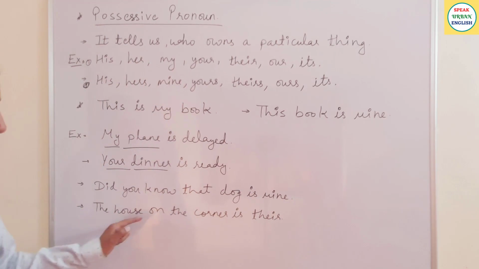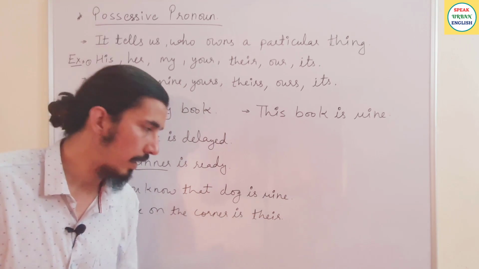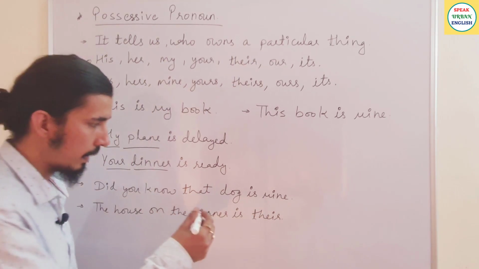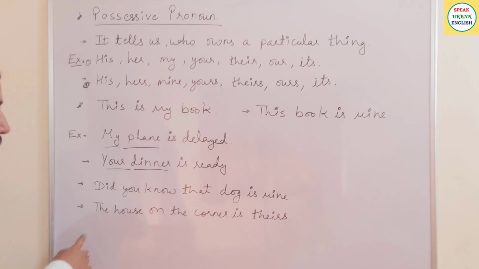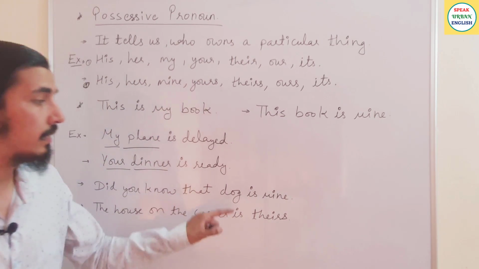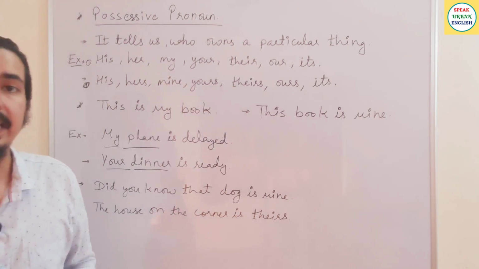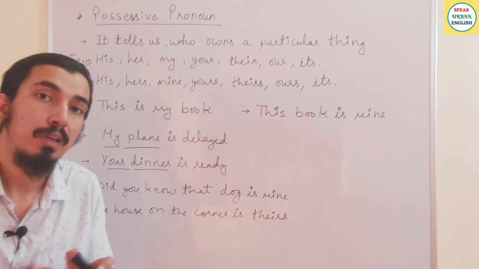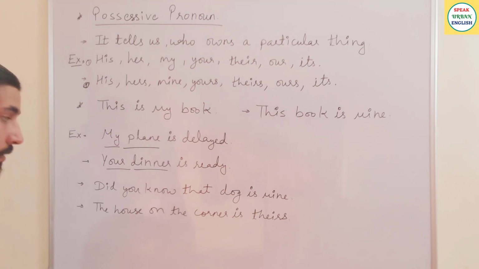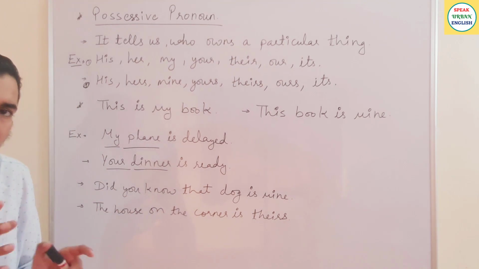Okay, the house on the corner is there. So guys, it has to be theirs. Okay, so the house on the corner is theirs. Again we used category 2. Why? Because the thing of which the possession is being talked about is the house. We are talking about the possession of the house.